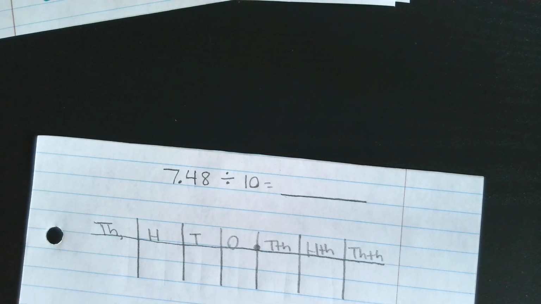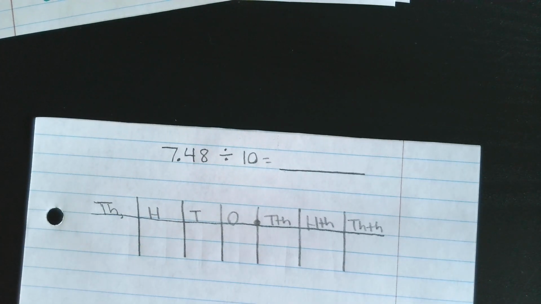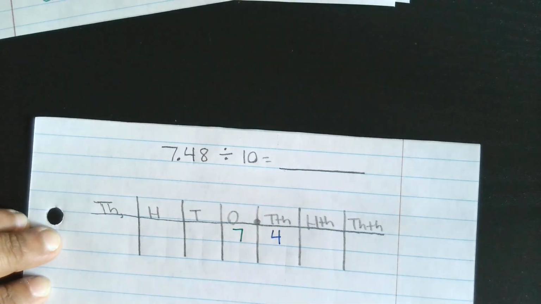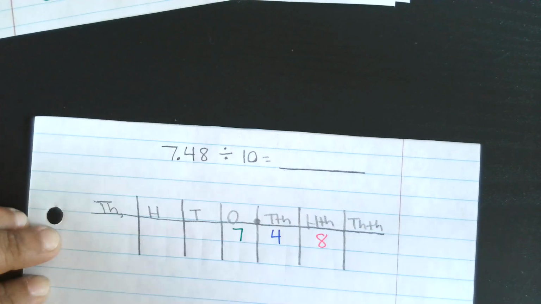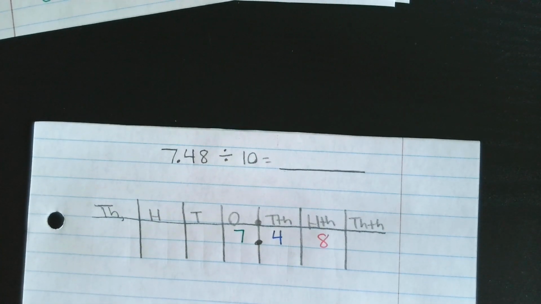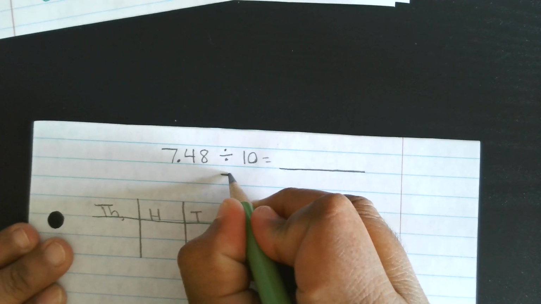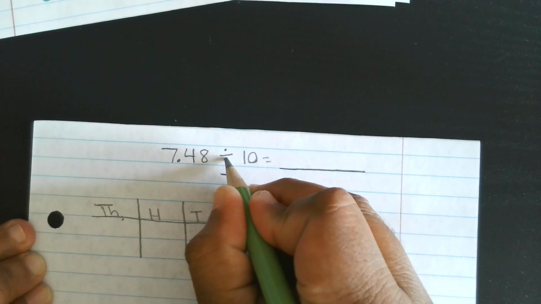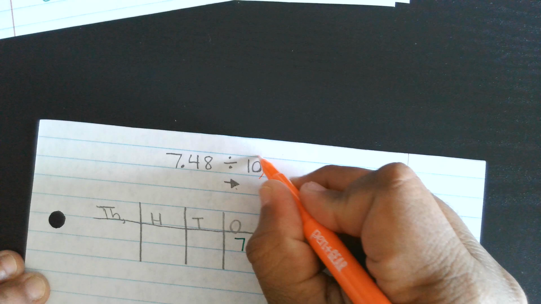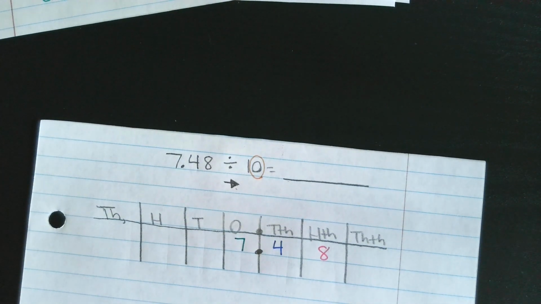Let's try division. I have 7 and 48 hundredths divided by 10. So I'm going to put my 7 in the ones place, my 4 in the tenths place, my 8 in the hundredths place. Make sure to keep my decimal in the same place. Because I'm dividing, now I'm going to move to the right. When you divide, you move to the right. Look at your number 10. How many zeros? 1 zero. So that means I'm going to move to the right one time.